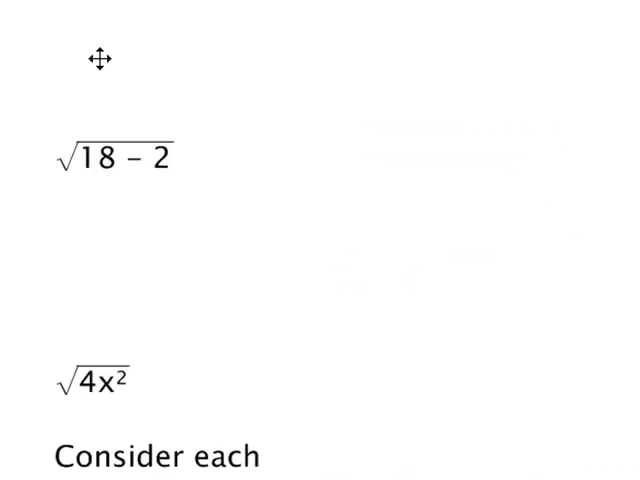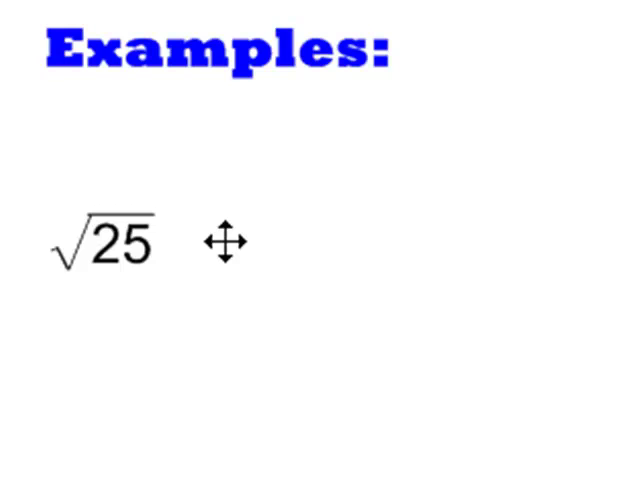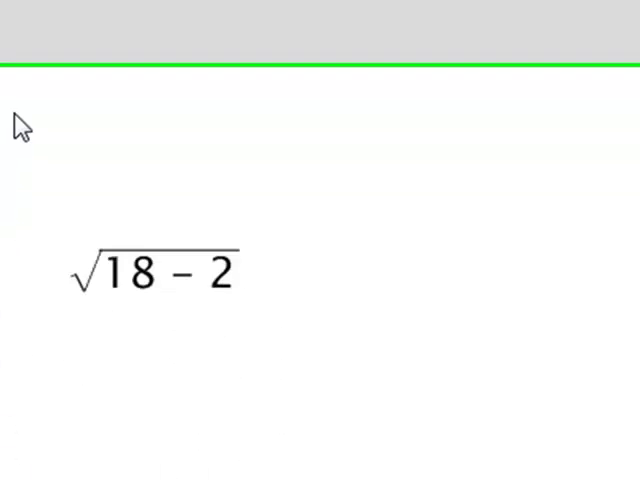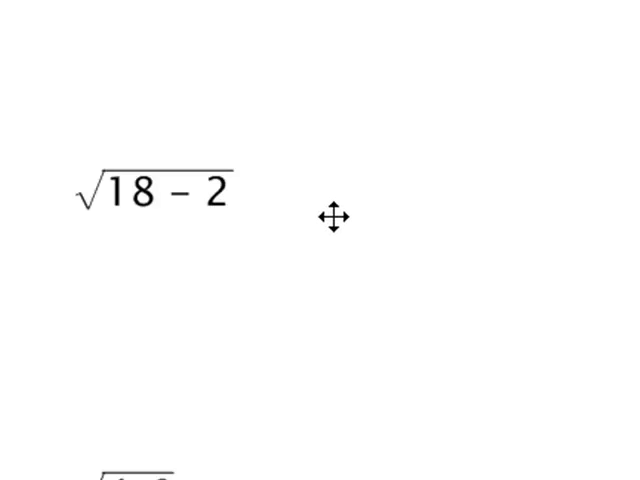Example 1. Square root of 25. One number that multiplies by itself to get to 25 is 5. You can punch this in on your calculator to make it a lot easier. The next example.